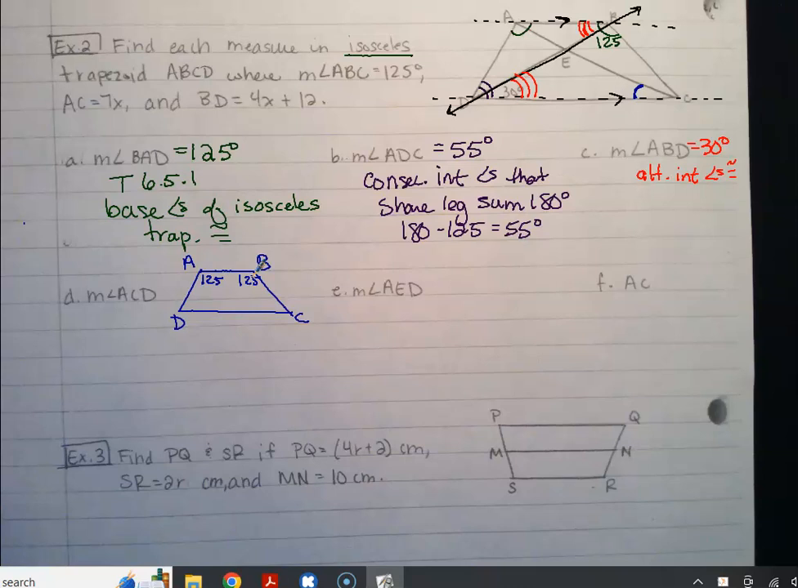Well, you're on the right track. Your reasoning isn't quite there. But let's see, ADC, we know this one's 55. Angle D and angle C are... and it is isosceles, right? So we know these are equal. So the base angles are equal. So this is 55.